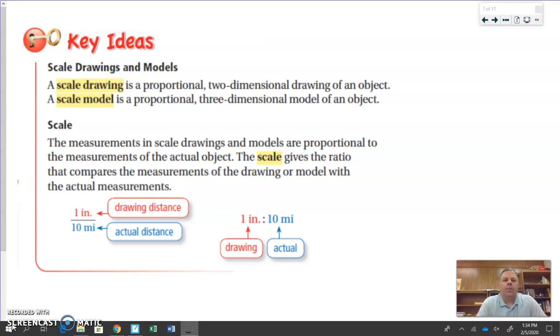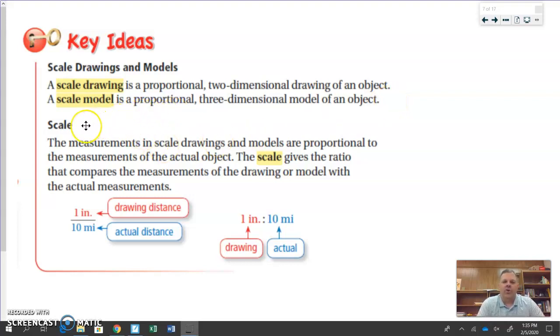The main thing that we're talking about today is scale drawings and scale models. A scale drawing is simply a proportional, two-dimensional drawing of an object. A scale model is a proportional, three-dimensional model of a project. So most of the time we have maps that are scale drawings. You may have a scale model of maybe the Eiffel Tower, which is a lot smaller than the actual Eiffel Tower, but it will be in proportion.